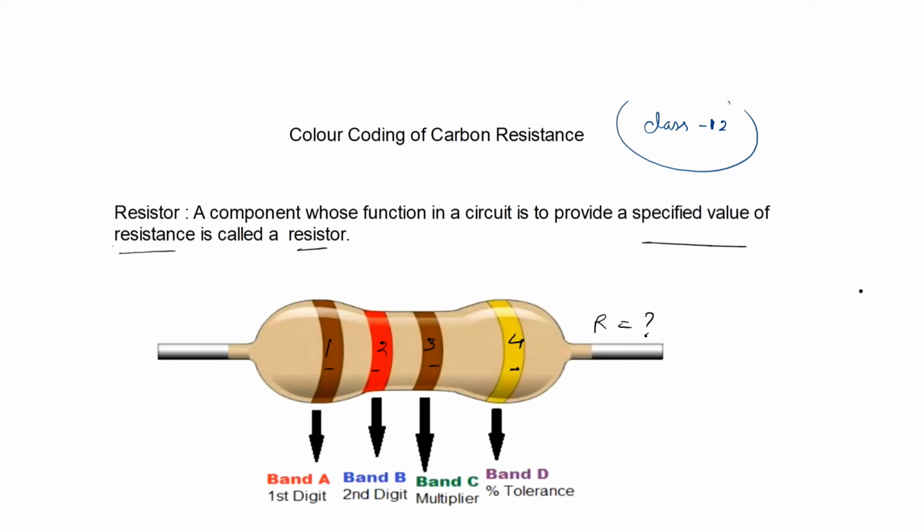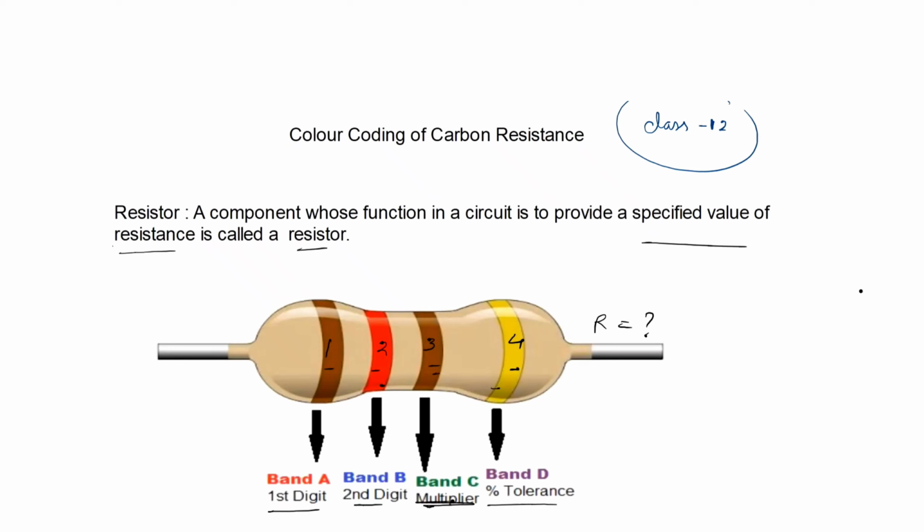Here you are seeing band A, that is the first digit. Band B, which is red here, is the second digit. Band C is used to multiply, so it is known as the multiplier. And band D is the tolerance. It shows the uncertainty in your measurement.